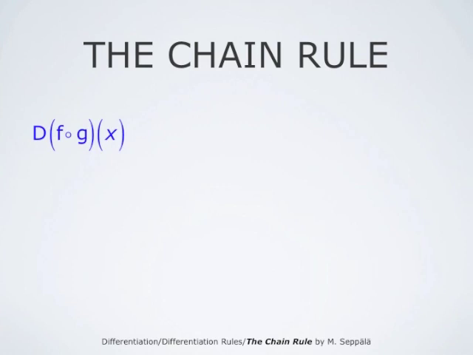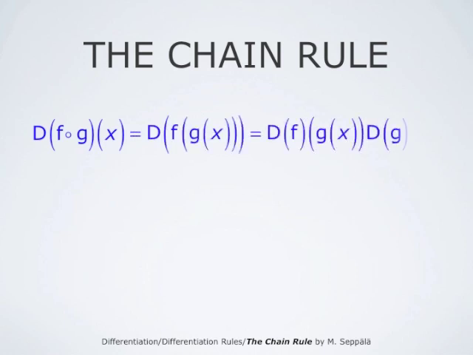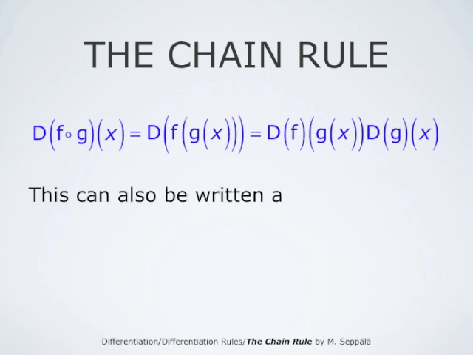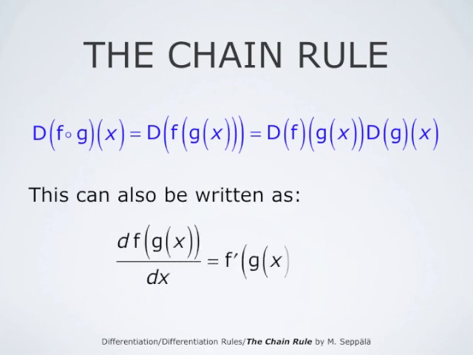The chain rule can be used to compute the derivative of a composed function. According to the chain rule, the derivative of f composed with g at x can be computed as the derivative of f evaluated at g of x times the derivative of g. This chain rule can also be written as d f of g of x over dx equals f prime at g of x times g prime at x. This may be the more convenient way of remembering it.